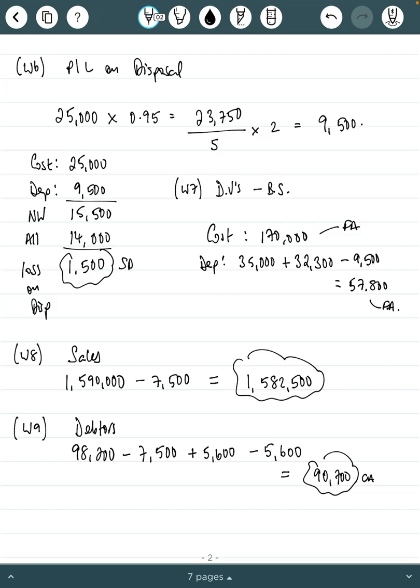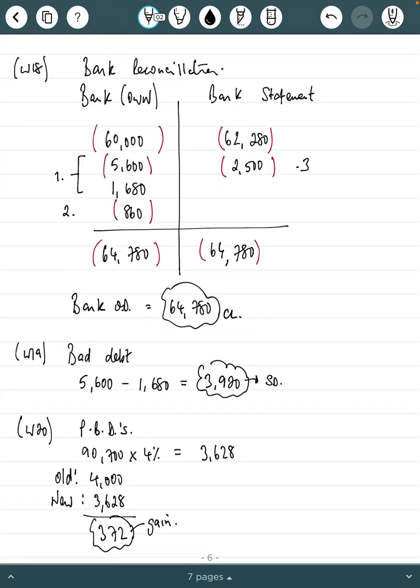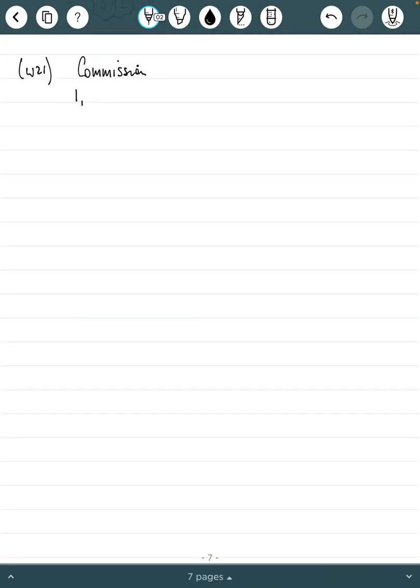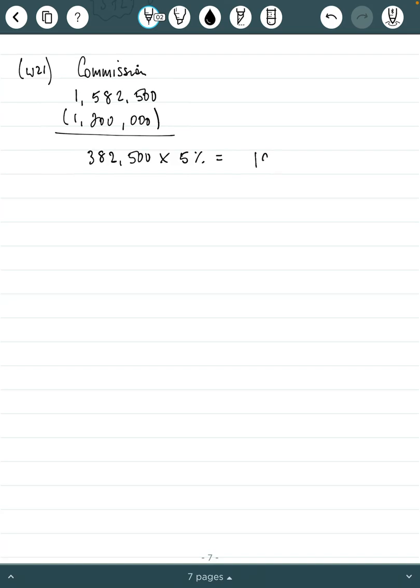Okay, and that's obviously going to go into the trading account, but I need to take that figure and bring it down here, because I need to work off 1,582,500. Now it says they're going to get commission on anything in excess of 1.2 million. So if I take 1.2 million away from that, you're left with 382,500. And they're going to get commission of 5% on that. So 382,500 multiplied by 5% gives us 19,125 euro. Okay, commission is a selling and distribution expense.